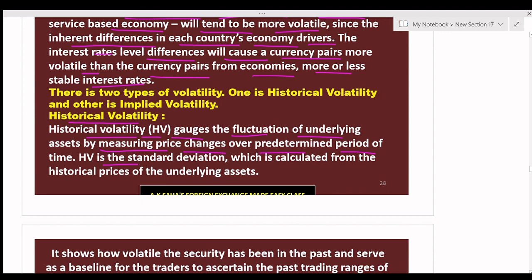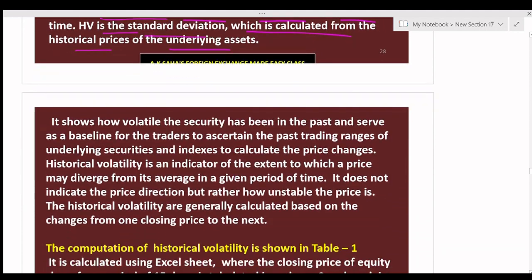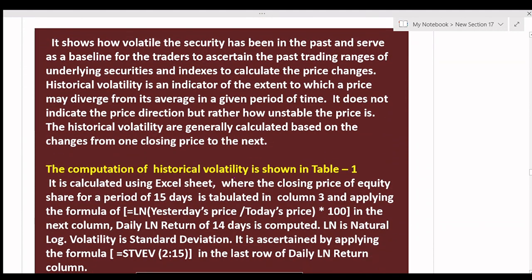Historical volatility is the standard deviation which is calculated from historical prices of the underlying assets. It shows how volatile the security has been in the past and serves as a baseline for traders to ascertain the past trading ranges of underlying securities and indexes to calculate the price changes.